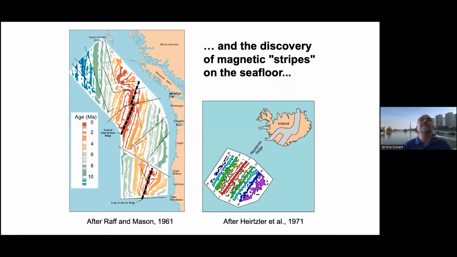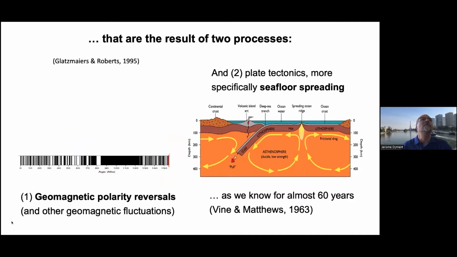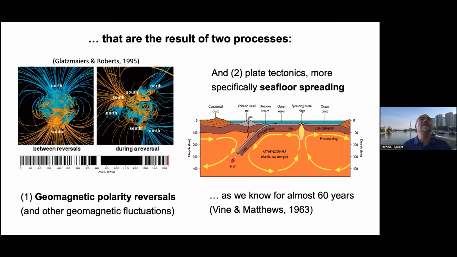They found the marine magnetic anomalies on the seafloor. Those are two famous examples, of course, that everybody knows. And to create that, of course, you need two processes. You need geomagnetic polarity reversals and other geomagnetic fluctuations, possibly. And you need plate tectonics, and more specifically, seafloor spreading. Okay, we have known that for almost 60 years, since the famous paper by Vine and Matthews in 1963.